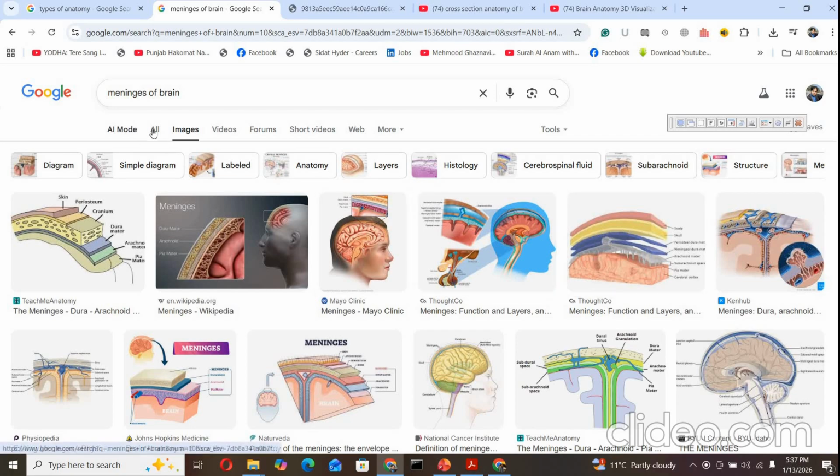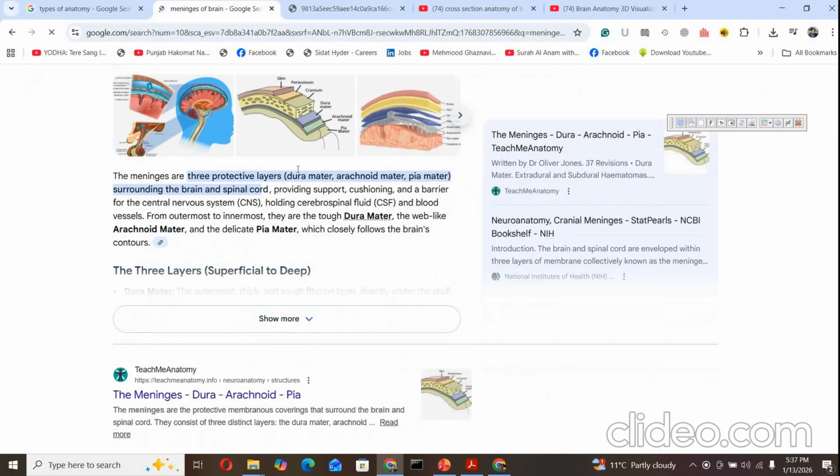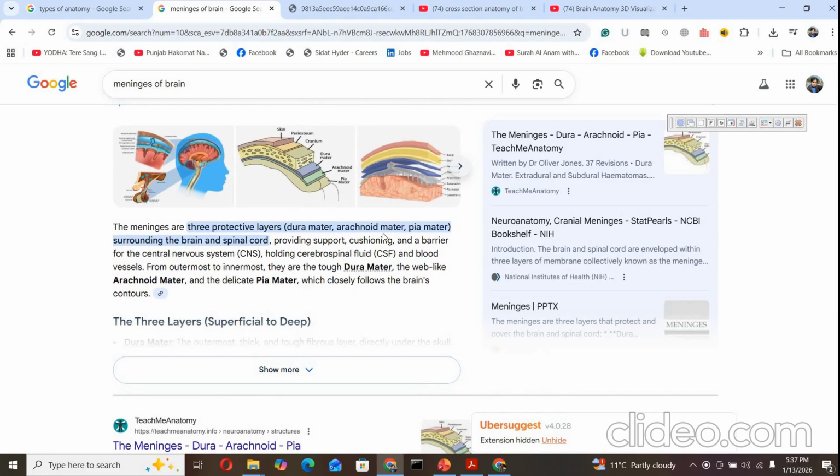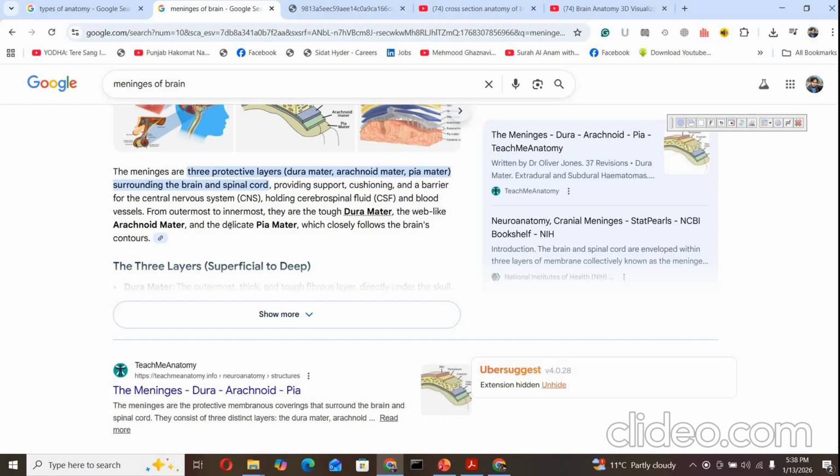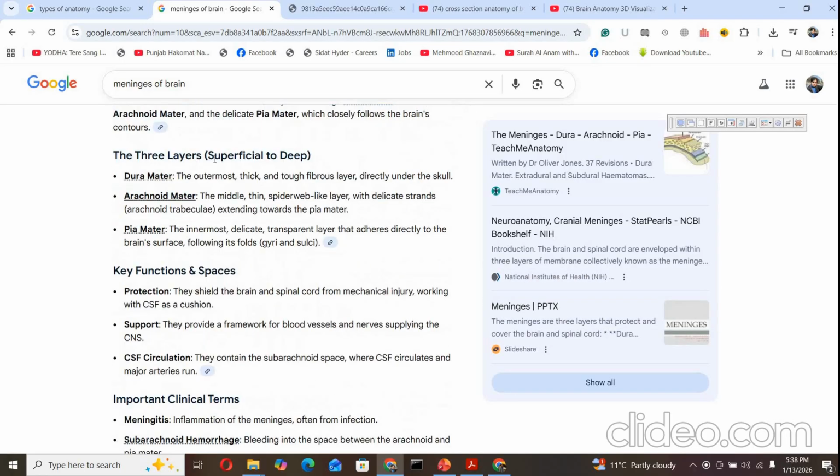Meninges are the protective layers around the brain. They are three protective layers: dura mater, arachnoid mater, and pia mater, surrounding the brain and spinal cord, providing a cushion and barrier for the central nervous system, holding cerebrospinal fluid and brain vessels. From the outermost layer there are the dura mater, the web-like arachnoid mater, and the pia mater, which closely follows the brain contour.